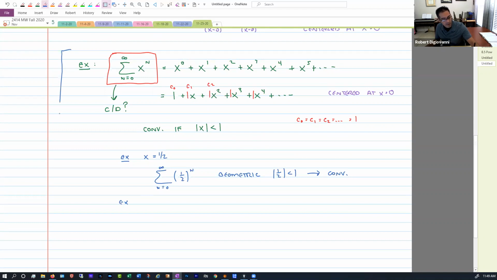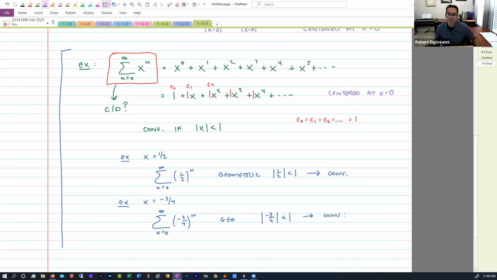We're still working within the same example, all right? What if x is -3/4? Then that series becomes the sum from n equals 0 to infinity of (-3/4) to the n. I know that this is geometric, right? The absolute value of 3/4 is less than 1, so we're going to get convergence. As long as I pick a value where the absolute value of it is less than 1, I have an answer, right?